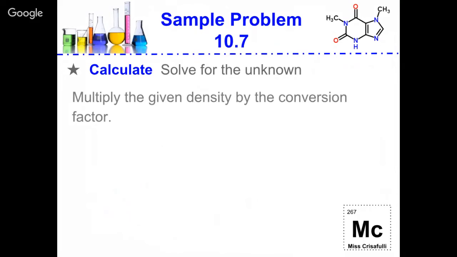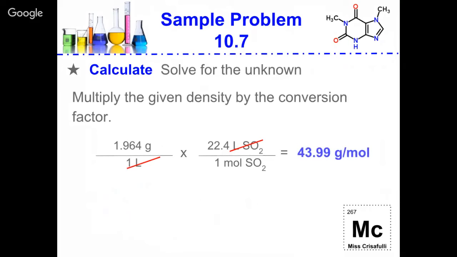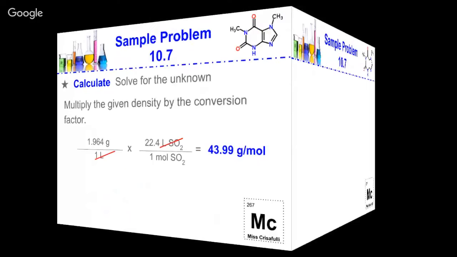So let's solve for our unknown. I'm going to start off with what I was given, which is my density, multiply that by my molar volume, liters cancel, and I'm left with the units that I want, which is my molar mass, grams per mole. And since 1.964 has 4 sig figs, my answer needs to have 4 sig figs, and it does.